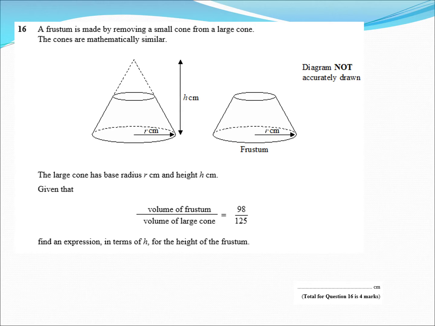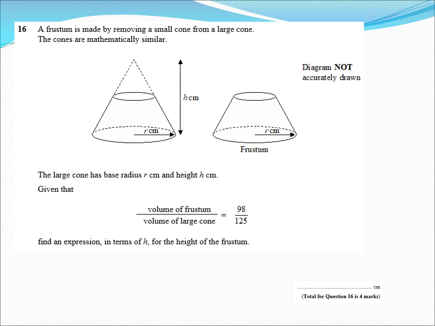16 to questions 20. The first one here, it's saying a frustum is made by removing a small cone from a large cone. The cones are mathematically similar. So from this large cone, the small cone has been removed, and you get this shape called a frustum. The large cone has base radius r centimeter and height h. Given that the volume of the frustum divided by volume of the large cone will be 98 out of 125.